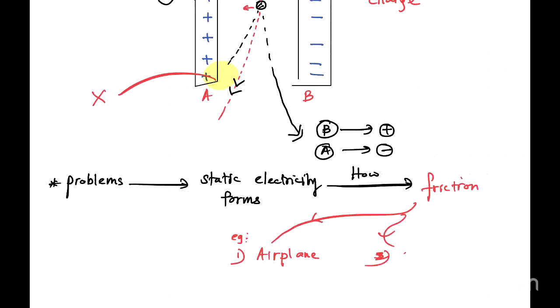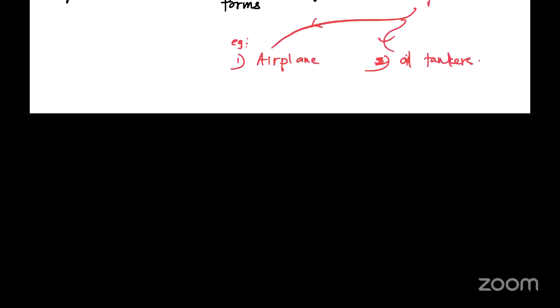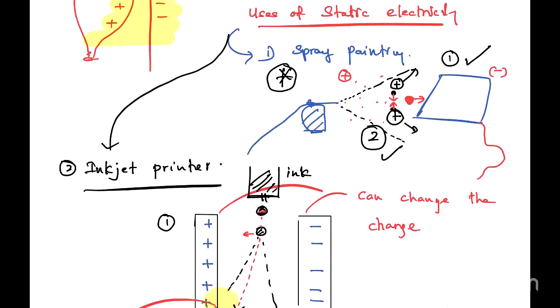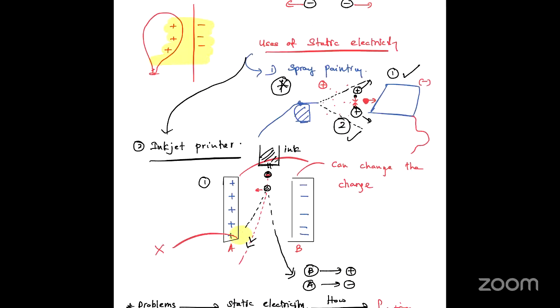The oil tankers example, right? Here you might have seen a chain hanging. The reason is to minimize that charge difference, right? I'm going to mention that again. This is not a complete note. This is a short note in order to memorize all the stuff that we have discussed, right?